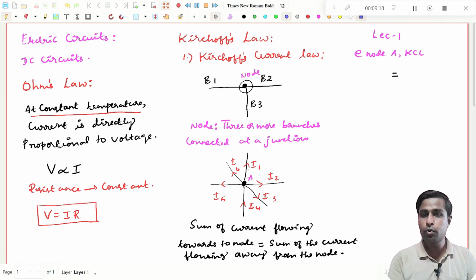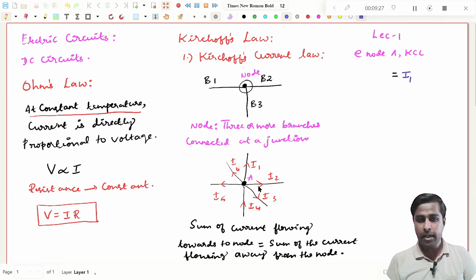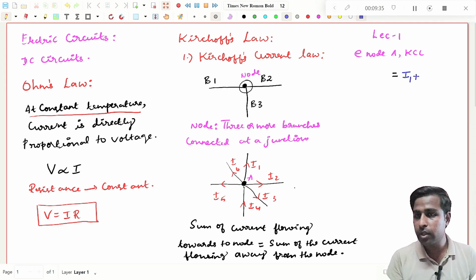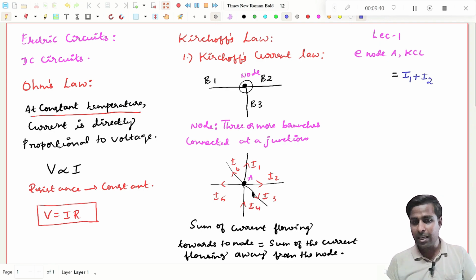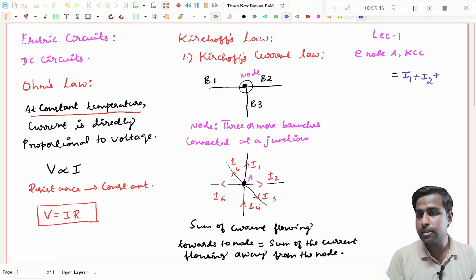So what you do, whatever the current is going away from the node, you put it in the right hand side. This will be I1, right? And you see I2 also flowing away from the node, so you have to put that also in the right hand side. And you see I3 also flowing away from the node, right? So you put plus I3.